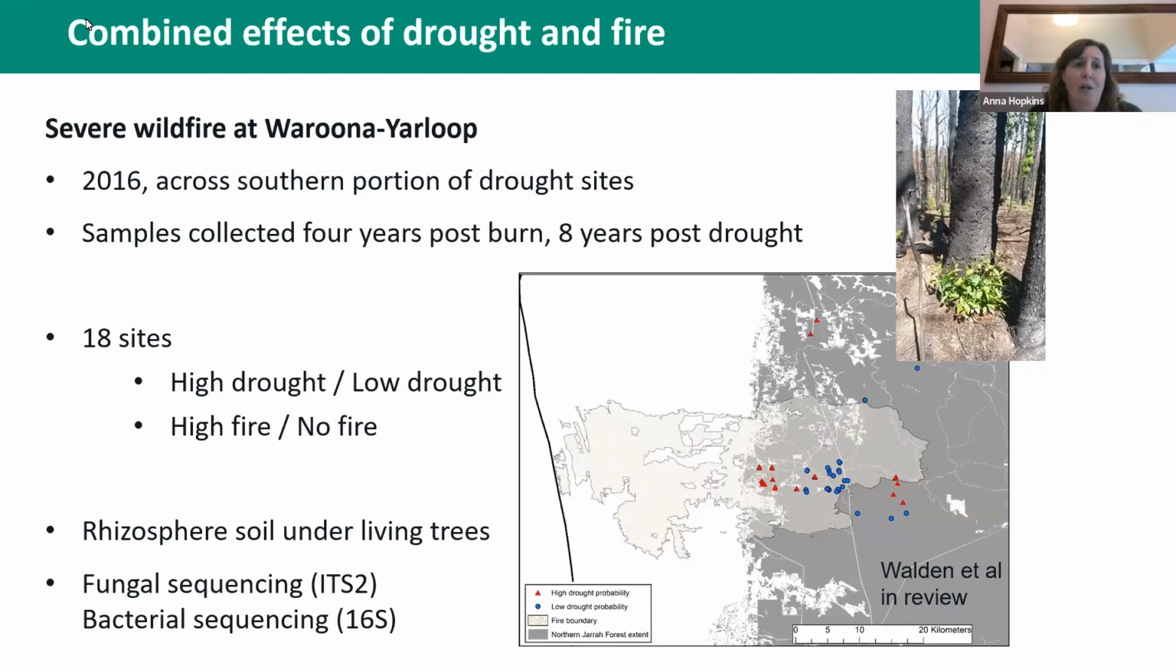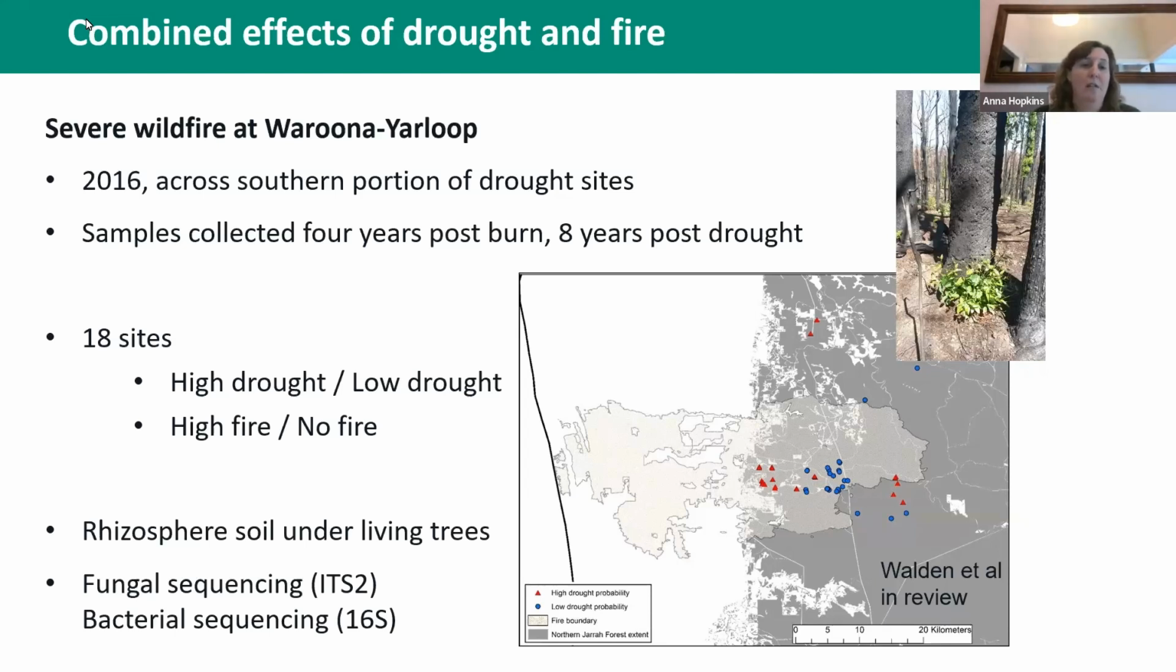And so we were interested to see whether that compounding effect of wildfire and drought might have a different effect on the soil fungi that were present in these systems. So we collected samples again from the rhizosphere of the dominant tree species, and those samples were collected 4 years after the fire, but 8 years after the drought. And we collected them from an array of different sites, either high drought or low drought, and then high fire or areas that were not burnt.